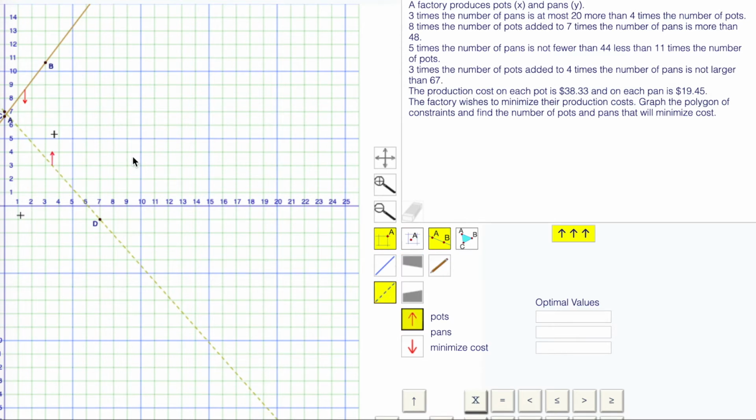I'm just going to hold down the command key and point 6.85. So this is 6.9. 6.85 is there.